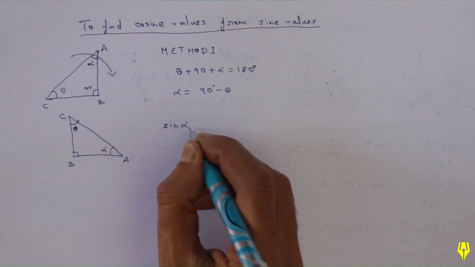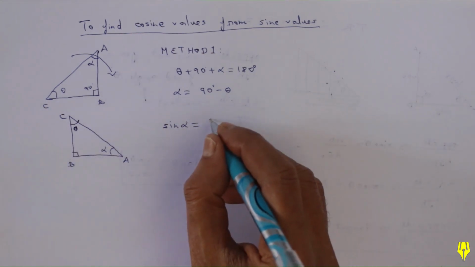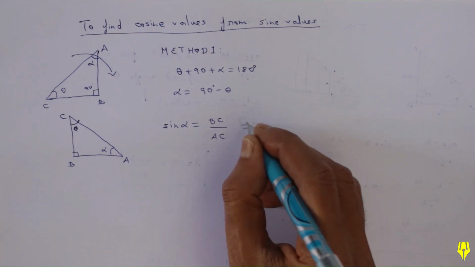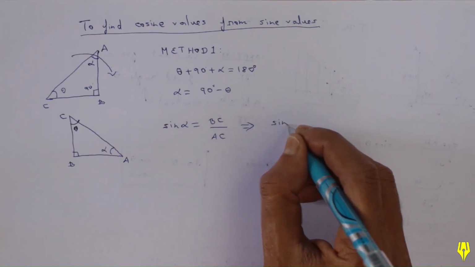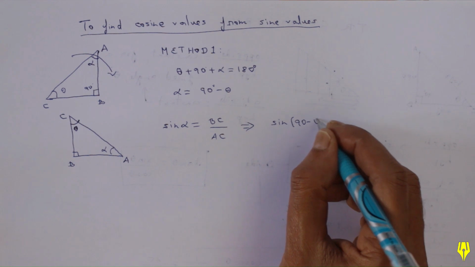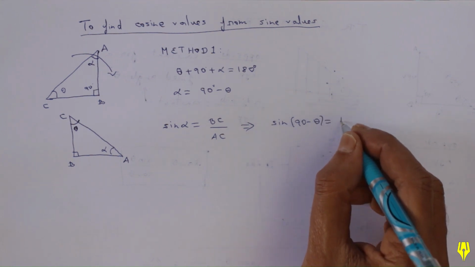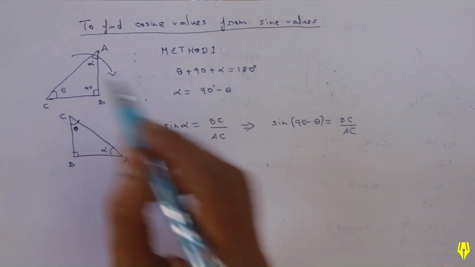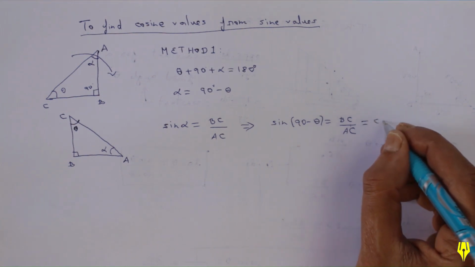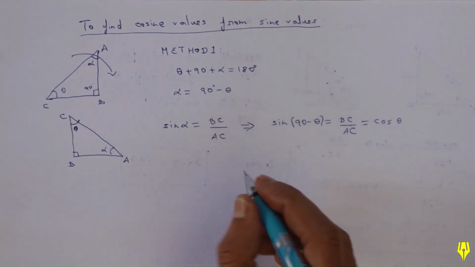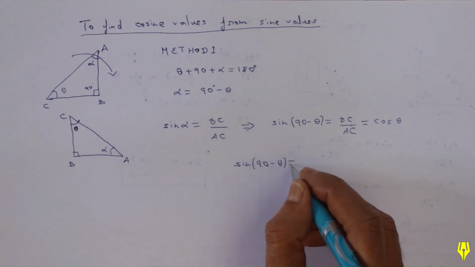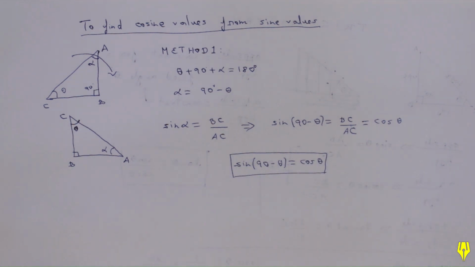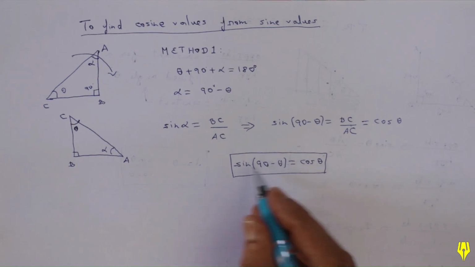So what is sine alpha? We know that sine of any angle is the opposite side by the hypotenuse. That is BC by AC. So let us put alpha as 90 minus theta. That is BC by AC. Then what is BC by AC? That is the adjacent side by the hypotenuse, that is cos of angle theta. So now we have got the relation: sine of 90 minus theta is cos theta. This gives the connection between sine theta and cos theta.